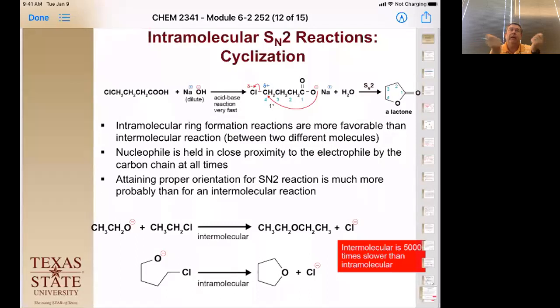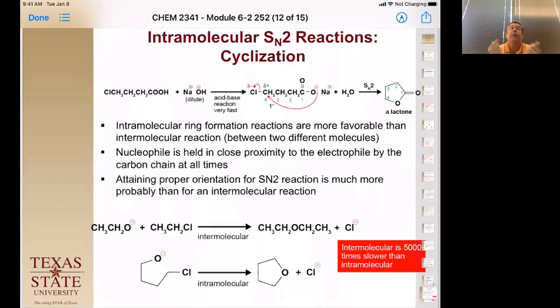So now they don't have to diffuse around, they just have to use their free rotation until they come into that correct angle. And as it turns out, these intramolecular interactions are 5,000 times faster than the intermolecular reactions. They don't have to diffuse toward each other because you have 100% of reactive group within a few angstroms of 100% of your carbon with your leaving group.